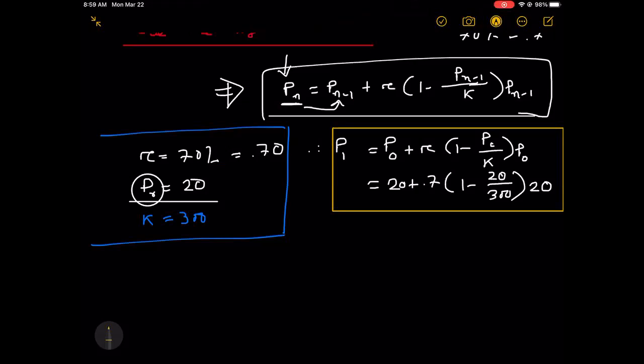So this is the equation to find P1, right? We know the formula for Pn. We're looking for P1 now, so I've just plugged in n equals 1, nothing else. If n is 1, then n minus 1 will be 0, right? Yeah.